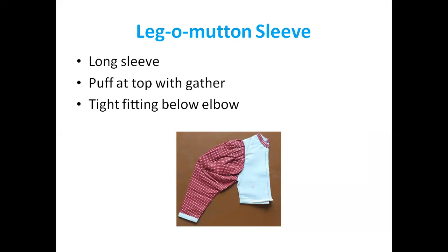The extra fabric is used for making the gathering at the top portion, but after the elbow portion, you can see a tight fitting of the sleeve. This type of sleeve is mainly used in olden films. Particularly, you can see Nagesar will be using this type of sleeve in most of the films.